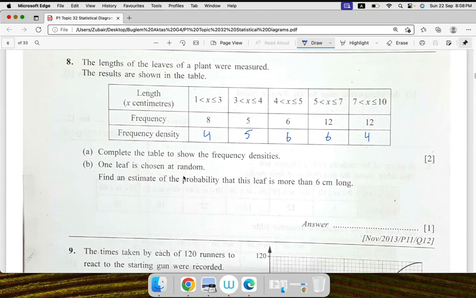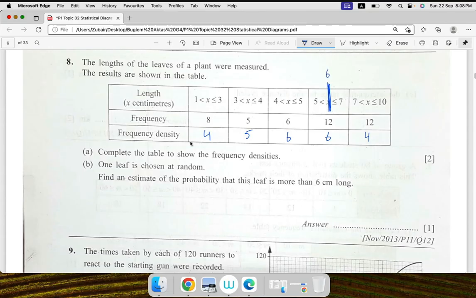One leaf is chosen at random. Find an estimate of the probability that the leaf is more than 6 centimeters long. So more than 6 centimeters long would be in the 5 to 7 section, right? To the 7 to 10. So it would be 24 out of... Now, this time, this is 6, more than 6.